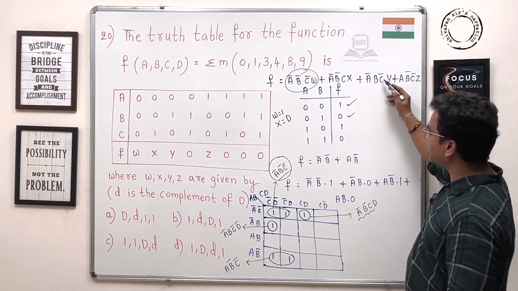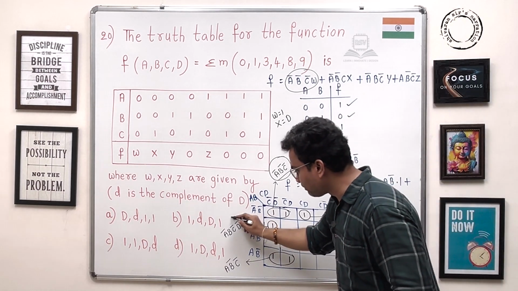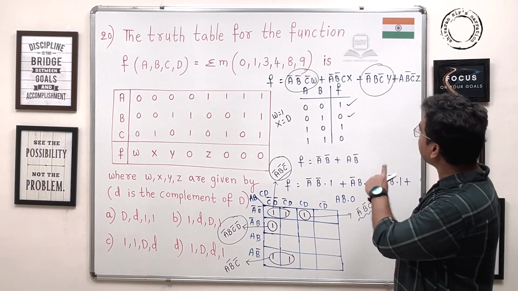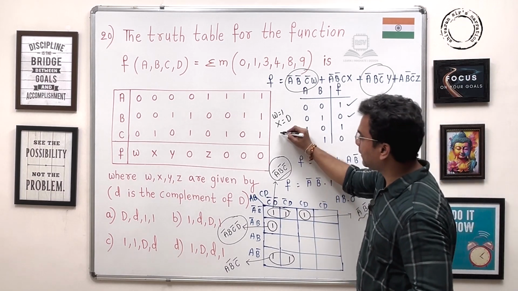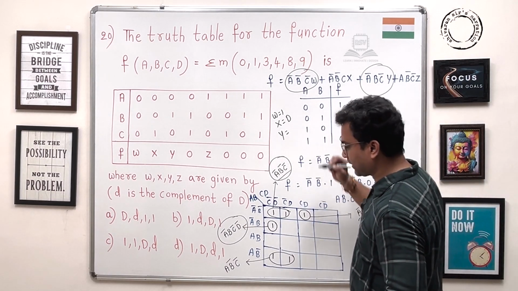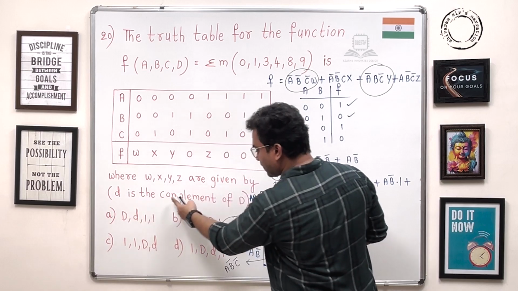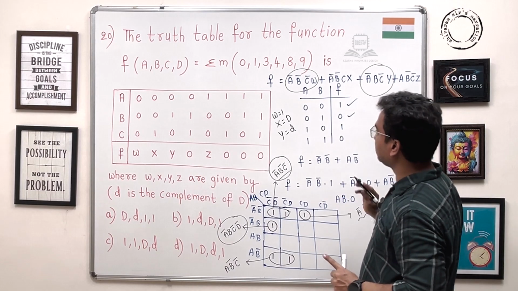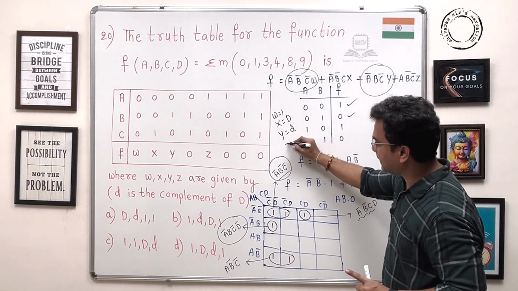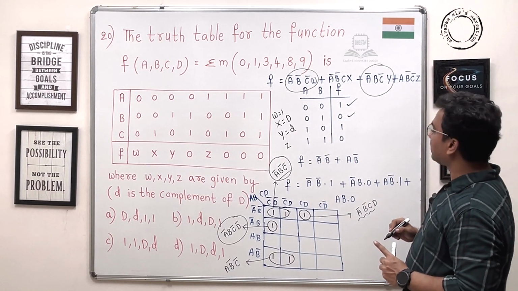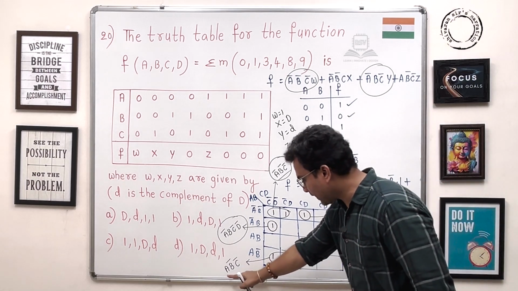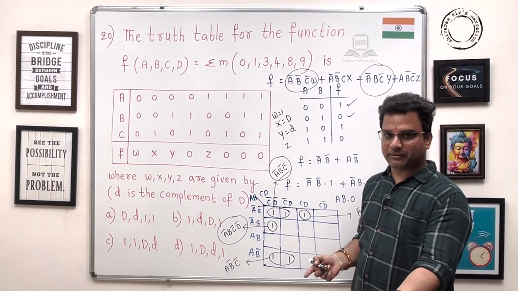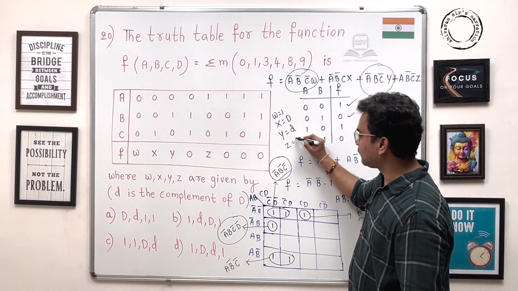Similarly, A bar B C bar, A bar B C bar, this and this. Now what is Y? D bar. Y is equal to D bar. They said small d is a complement of capital D, hence it is small d. And finally Z. What is Z? A B bar C bar. Then Z must be 1 only. Z is equal to 1.